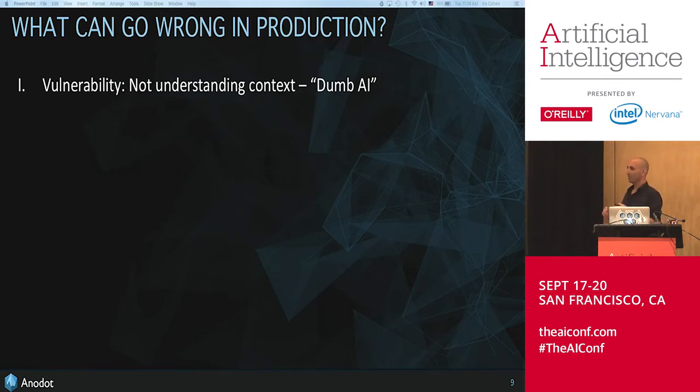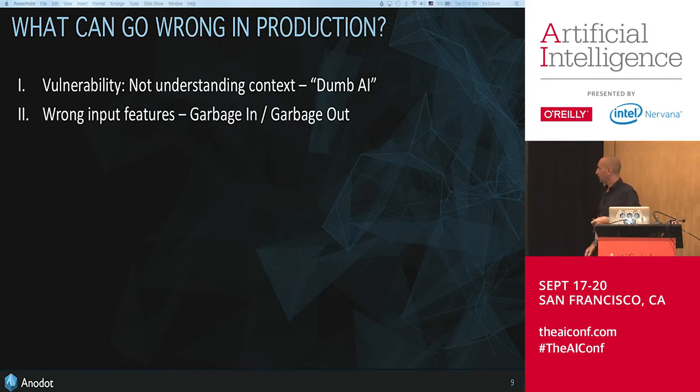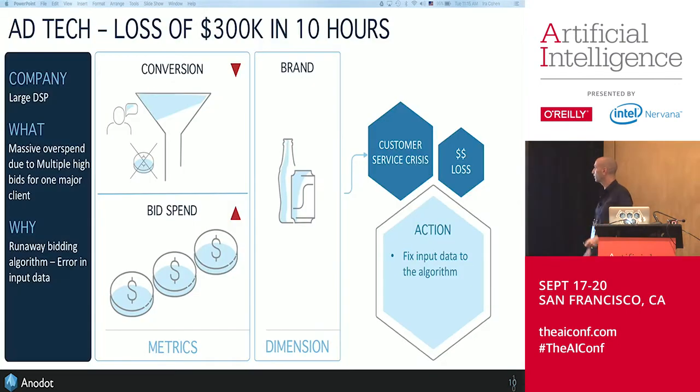It's not just my accuracy rate of the algorithm. It was perfect here, right? The accuracy was perfect. You can have algorithms that do classification, for example, that get wrong input features because something broke along the way, because the data being thrown into it in production as it's running is garbage, and then you get garbage in, garbage out. This is a real case of an ad tech company.